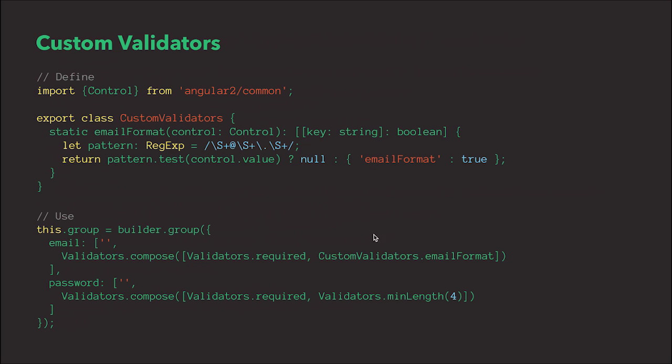This method simply returns either null, and we return null when validation has passed successfully. But if the validation has failed, we return an object which tells us what kind of validation failed. In our case, we need to tell Angular that email format failed, so we set email format to true. Then to use them, you can simply inject the custom validator method into your validator's compose call.